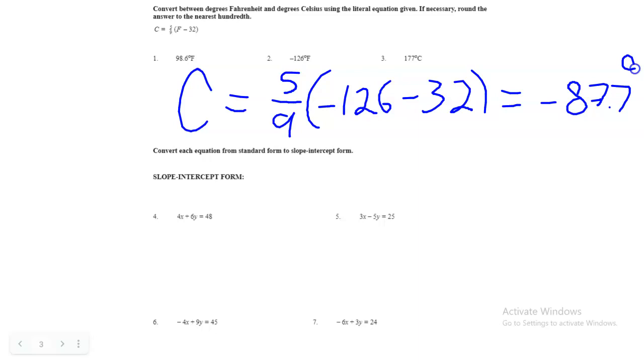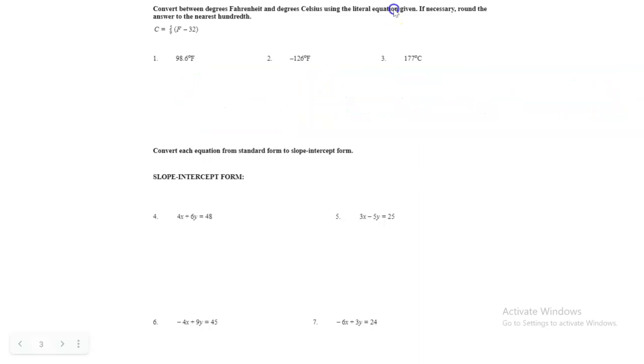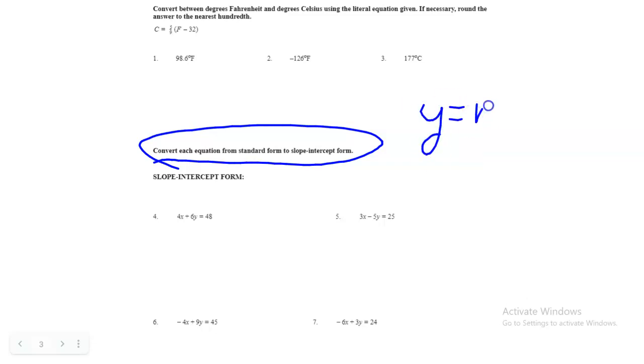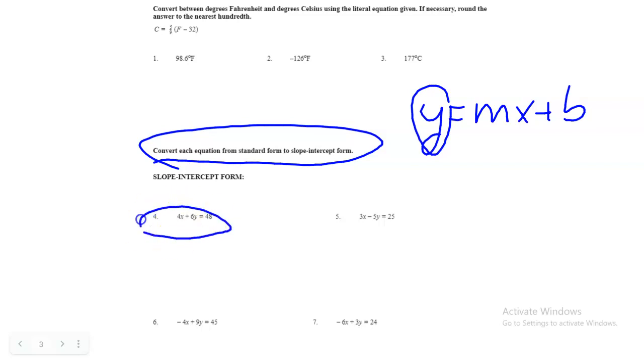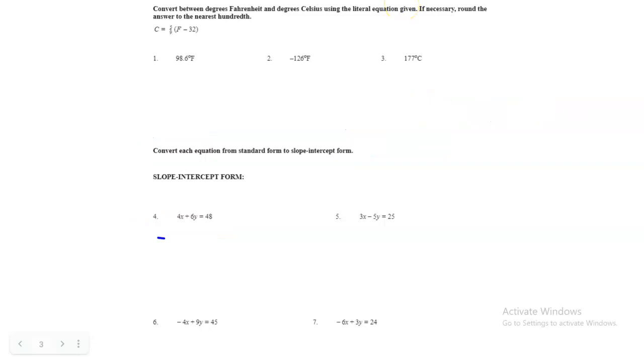Now if we look down below, we did a little bit of this last week. We want to convert each equation from standard form to slope-intercept form. Remember, slope-intercept form is written like this: y is equal to mx plus b. So what I want to do is get y by itself. I'm performing different operations and using algebra to change or manipulate this equation.